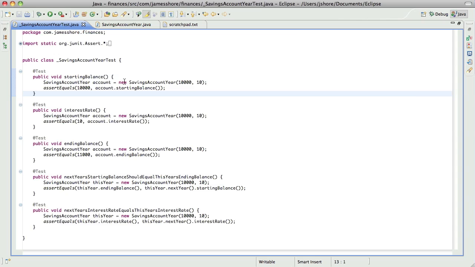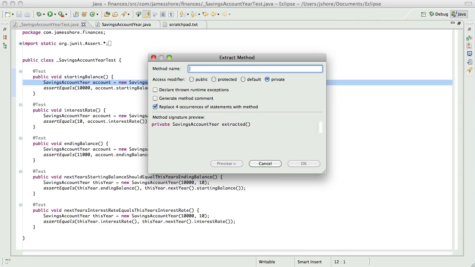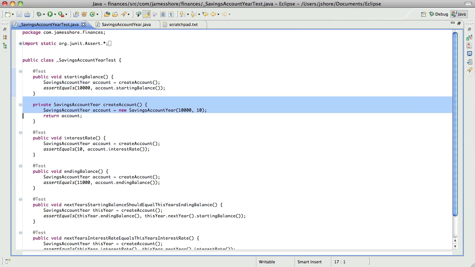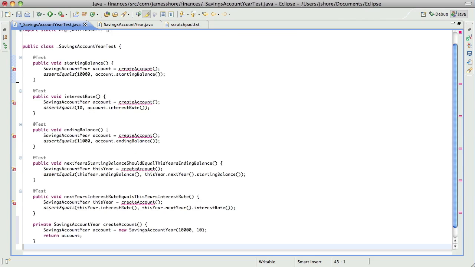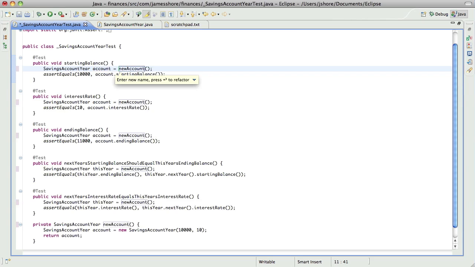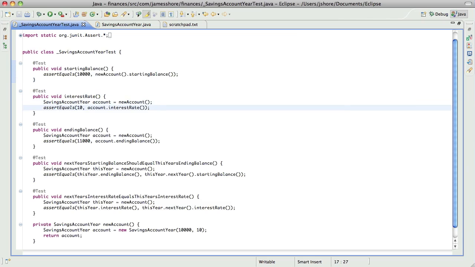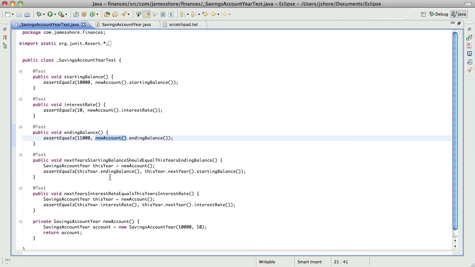Well, let's go ahead and factor this out. I could put in a setup block, but I've actually found that having a helper method seems to work better. And the reason for that is that whatever you put in your setup block, you're stuck with. All your tests have to use that setup, whereas this allows you to parameterize if you need to. And actually, let's rename that to new account and just do some quick cleanup here. Okay, now that's all working.